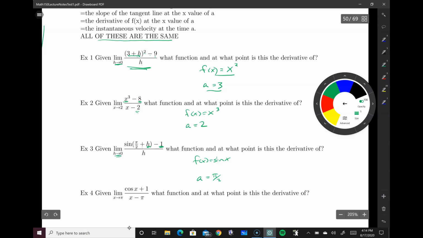So limit with h, the h's are going to 0. Without h, so this is the limit without h, this is x minus a. So a has to be pi, and this has to be f of x minus f of a. Cosine of pi I know is -1, so that would be a -1. So I think cosine is the function.